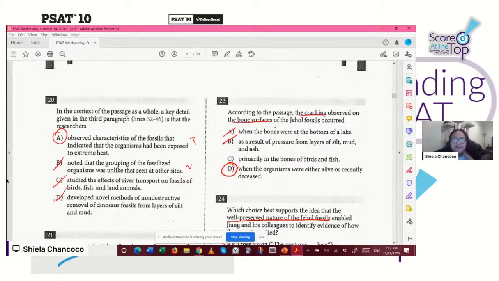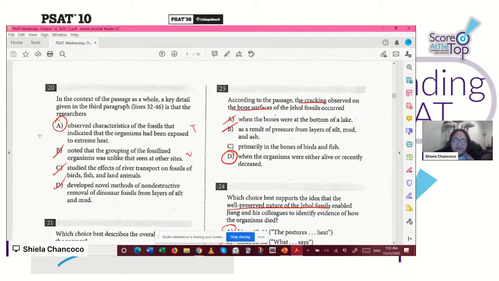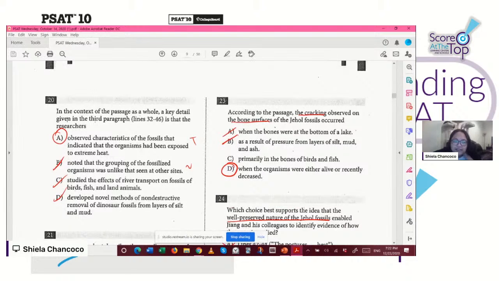All right, so number 20. In the context of the passage as a whole, the key detail of the third paragraph is that the researcher, okay, 20, they told you where to go. So where do you go? The third paragraph, right? I am going to repeat that so many times today because you should do that all the time, right? Work on something that you know. If you know where to go, great. Go for it. Go to the third paragraph.